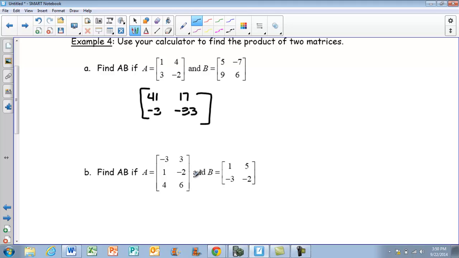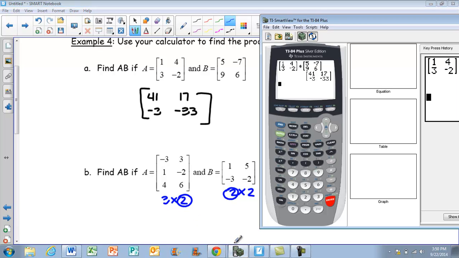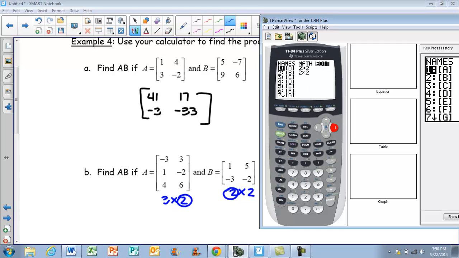So our next one, if we take a look here and we write the dimensions just to double check, I have 3 rows by 2 columns and a 2 by 2. So again, these are the same, so we can multiply them together, and we should expect for AB to be a 3 by 2. Again, I'm going to put this right in my calculator. This time I'm going to go with the other option, so I'm going to go to second, and then matrix. Again, I got to edit that first one. This time it's going to be a 3 by 2.